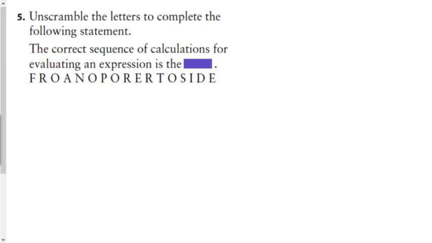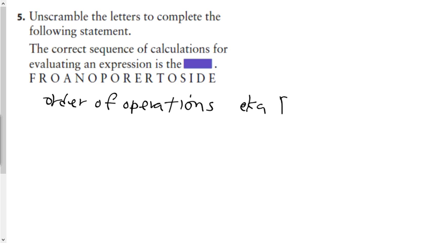In question 5, it says unscramble the letters to make a sentence. This is going to be order of operations, or bedmass. Order of operations, aka bedmass.